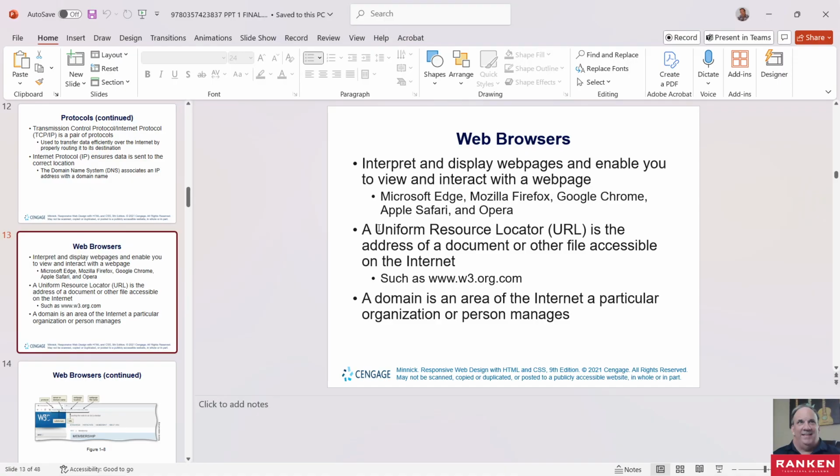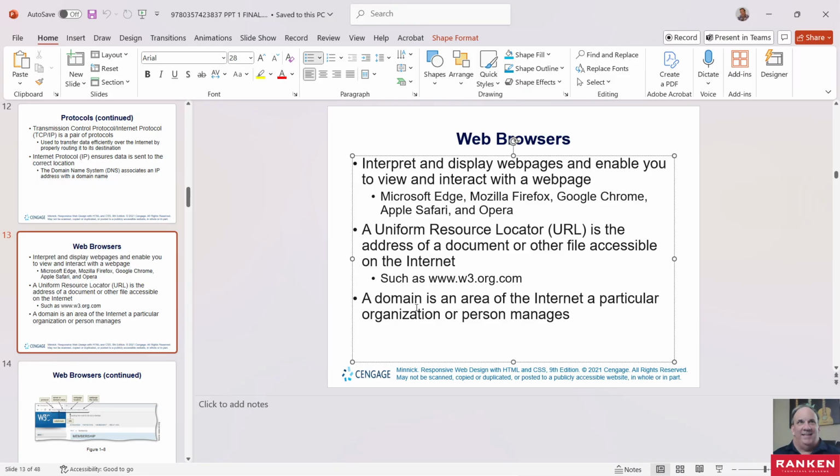Uniform Resource Locator. A Uniform Resource Locator, called a URL, is the address of a document or a file accessible on the internet. Here they've got www.w3. This is actually an organization to do with rules and different specifications, and we're going to learn about some of these. A Uniform Resource Locator is basically the address of your document. So ESPN.com, that's a URL, right?